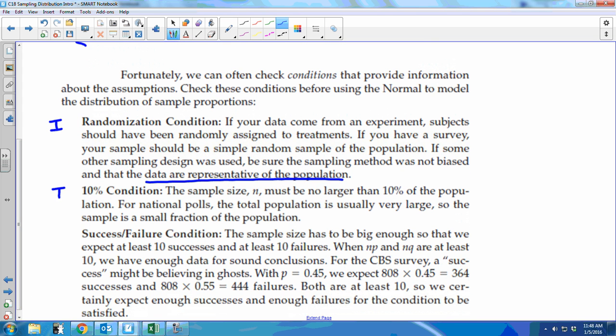The next, the 10% condition, also backs up independence. If you have a population of 10,000 people and you take a survey of 9,000 of them, it's hard to say then that your responses are going to be independent. Because now you surveyed 9,000 people out of 10,000, they're bound to have talked to each other or something probably happened. Okay? So we don't want to survey too many people. We don't want a sample size that's too large. Okay? So to ensure independence, we want to say that your sample size is less than 10% of the population.